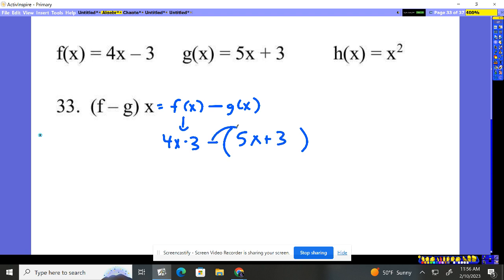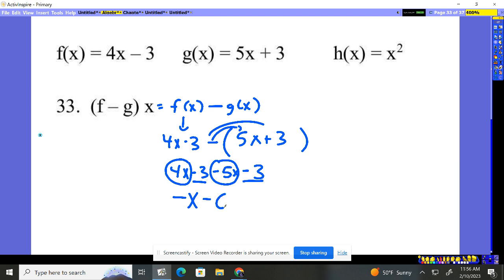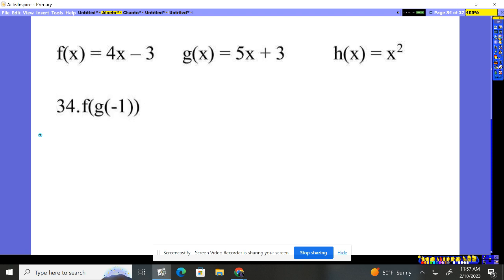Now all I need to do is distribute my negative sign through. So it's 4x minus 3 minus a 5x minus a 3. Now, 4x, take away a 5x is negative x. Lose 3 more, you have lost 6. There's the answer to 33.